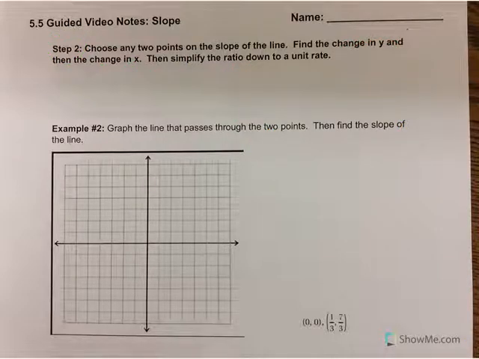So the next problem that we're going to graph says to graph the line that passes through the 2 points. They're down here. On the numbering of the number lines now, 0, 0, that's easy. We know it's going to be at the origin. And we're graphing 1/3, 7/3.